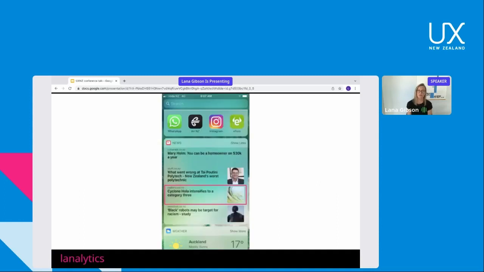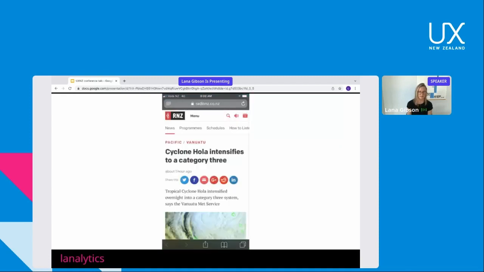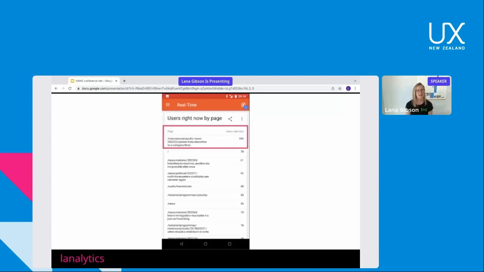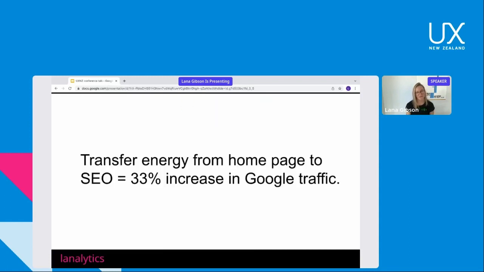And in reality, the audience were young and news hungry, and they were finding RNZ news stories on their iPhone home screen, on their news screen. So here's an example. And they were clicking into these pages, into these news stories, bypassing the homepage completely. And so you can see here a Google Analytics real-time report showing that 400 people, when I clicked on that page from the iPhone, they were doing the same thing. So RNZ were able to transfer this energy from the homepage to SEO, Google optimization, which resulted in a 33% increase in Google traffic. And also their social media, you know, getting their deep level content out through these channels.